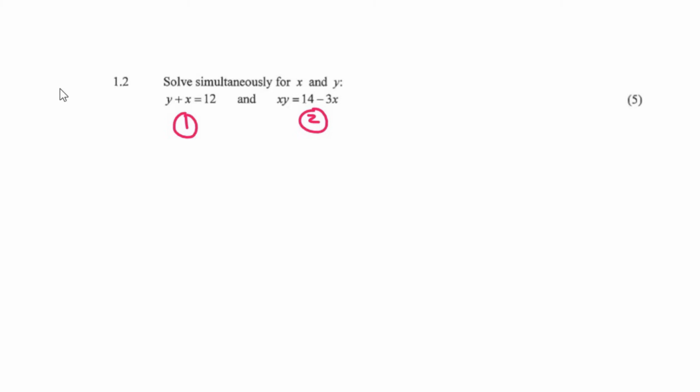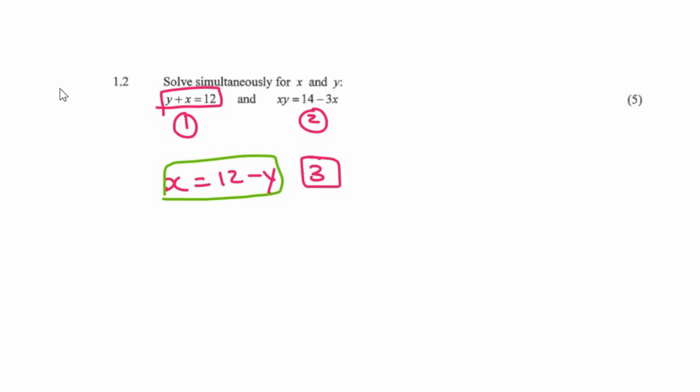You then try and get either the x or the y by itself. It doesn't matter which one you do. And so I'm going to take this equation and I'm going to get x by itself. Okay, so that means that x would be equal to 12 minus y, and I'm going to call this number 3. What you then do is you take this equation and you plug this inside equation number 2.